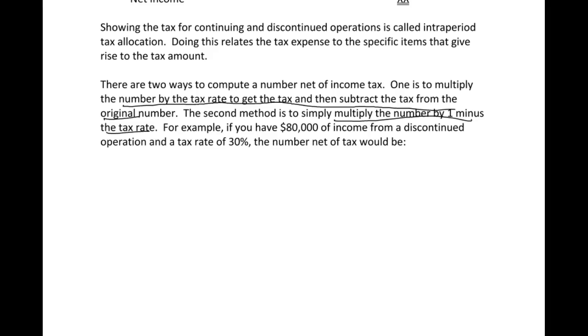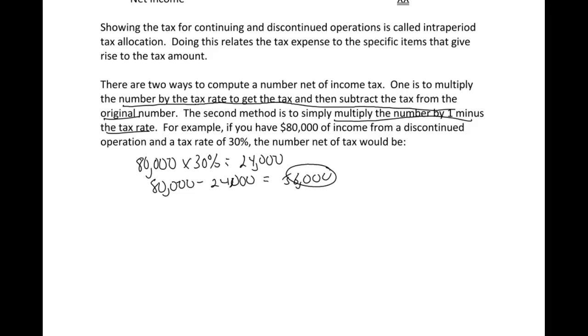All right, so let's just do a quick example here. If we have $80,000 of income from a discontinued operation and a tax rate of 30%, the number net of tax would be what? All right, so if we do the first method, 80,000 times 30%, that'll be 24,000. If we then take 80,000 minus 24,000, that equals 56,000. All right, so that would be my answer, 56,000.